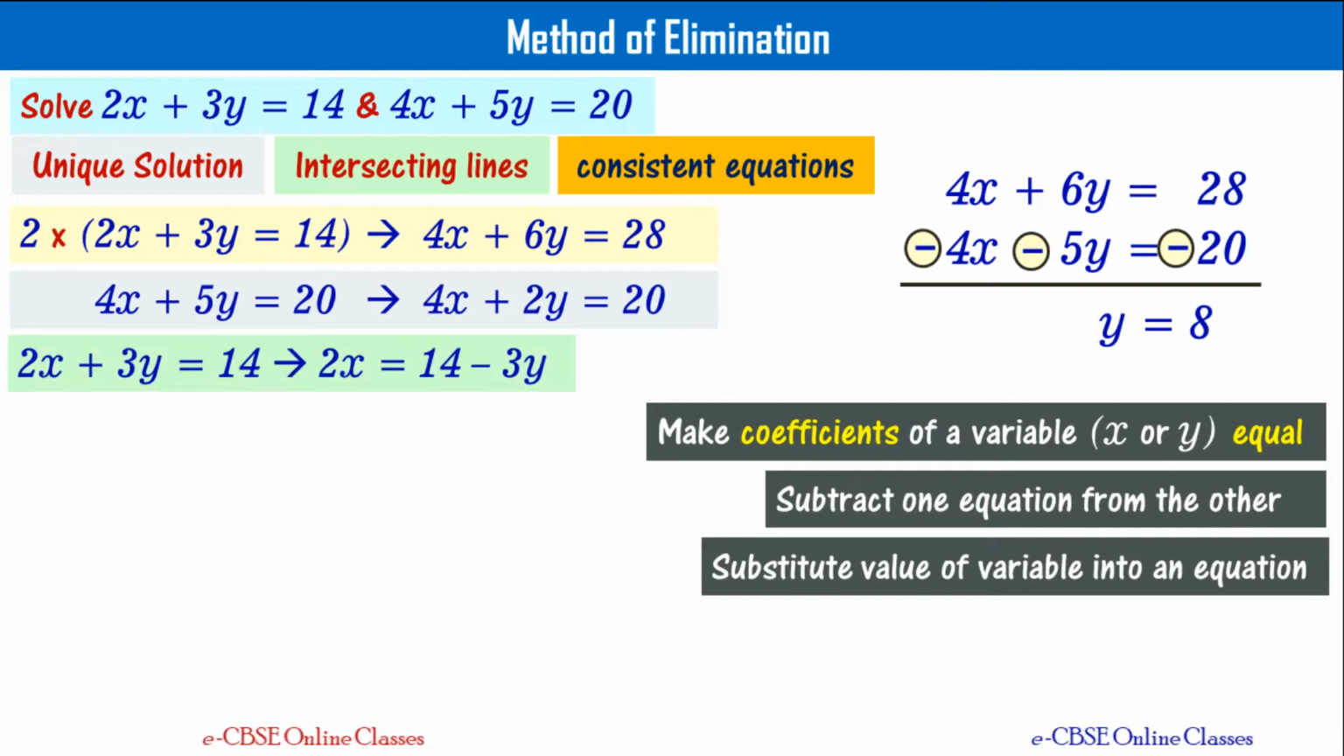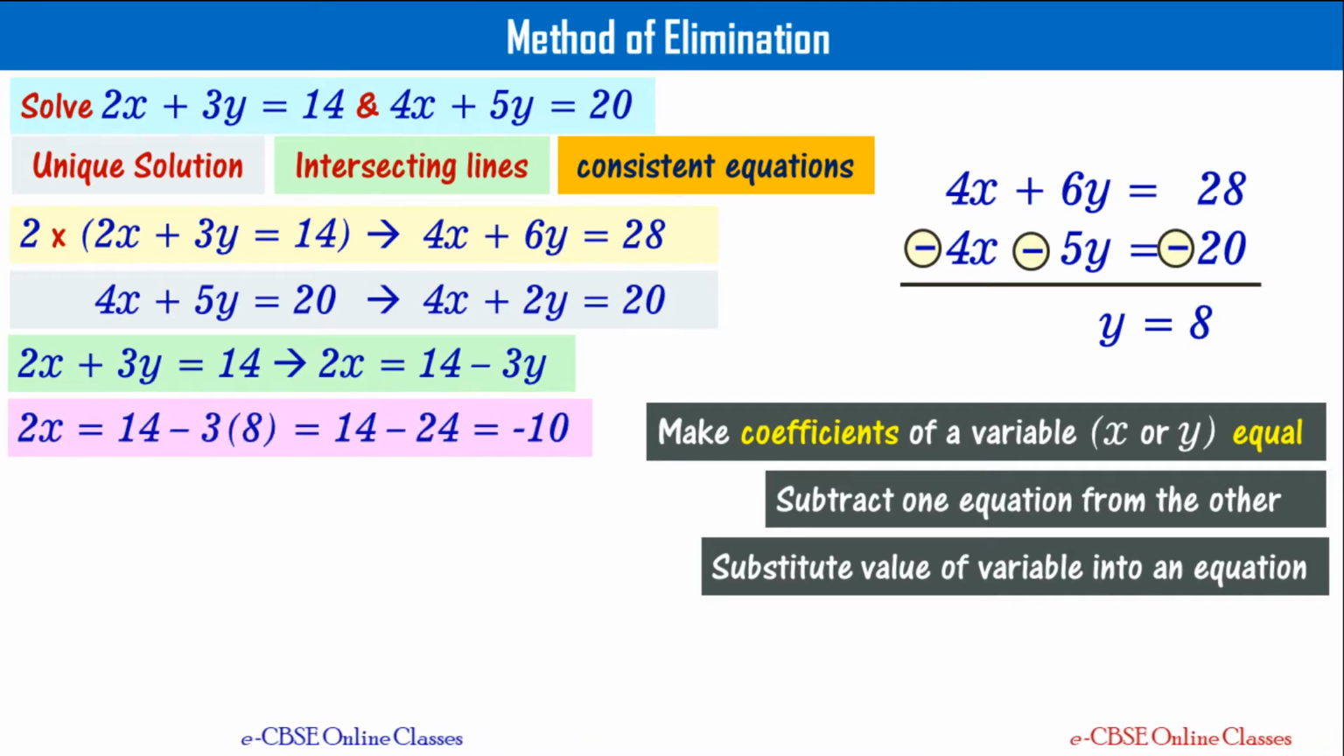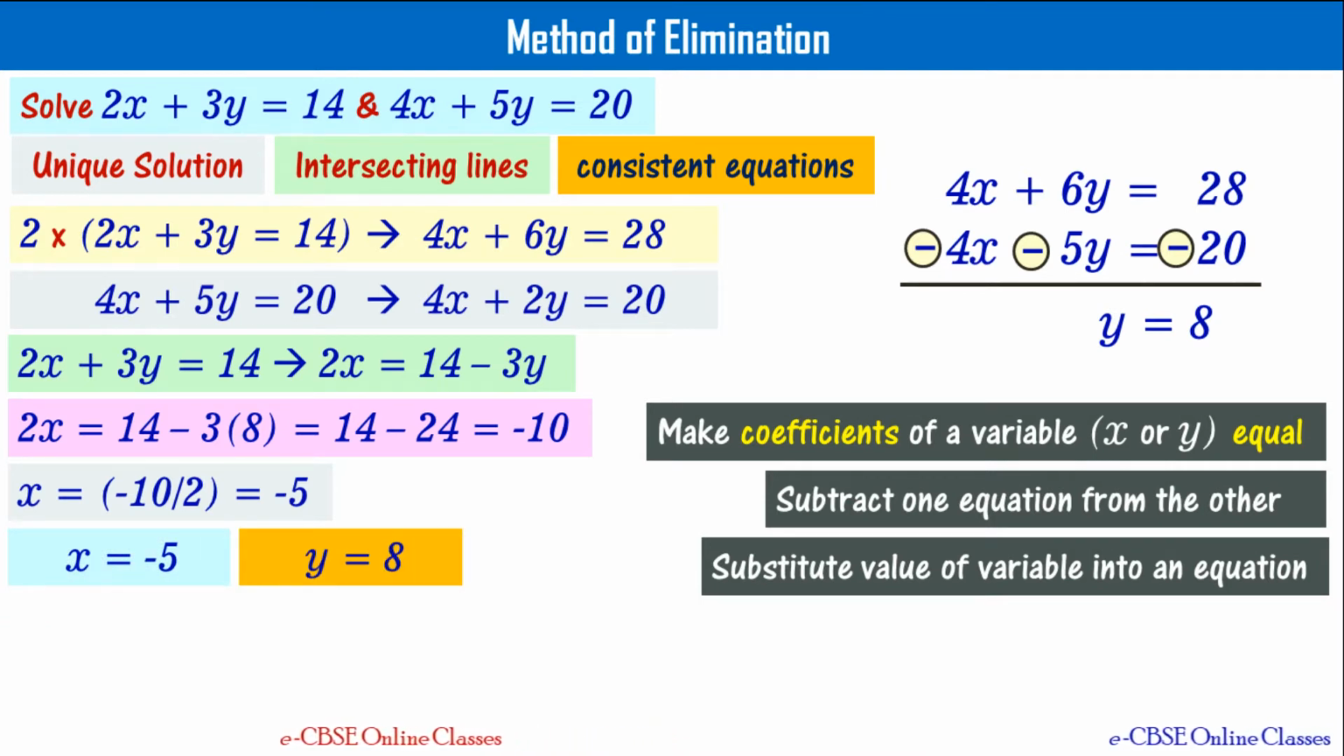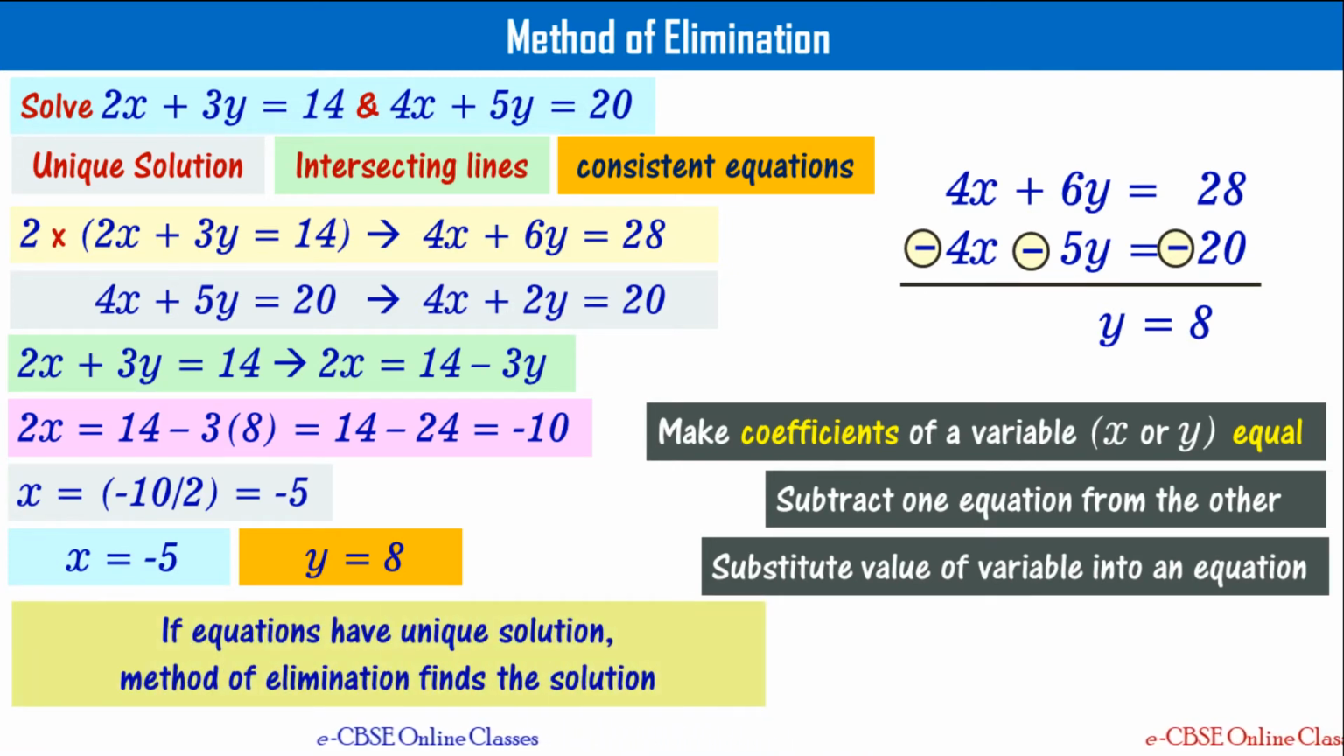So let me choose 2x plus 3y equal to 14, which can be rearranged and written as 2x equal to 14 minus 3y. And in this equation, let's substitute y equal to 8 and simplify so that you get 2x equal to minus 10. It means x equal to minus 5. Let me take a note of that. x equal to minus 5 and y equal to 8. This is the solution to the given pair of linear equations in two variables. Please take a note of that. Now, we can say that if equations have unique solution, the method of elimination finds the solution.